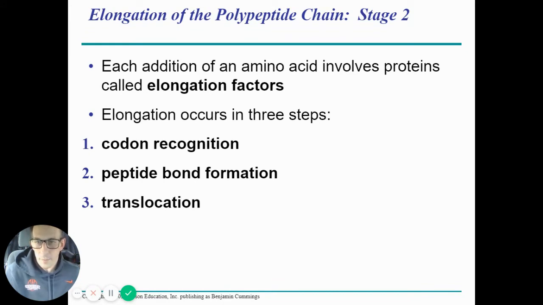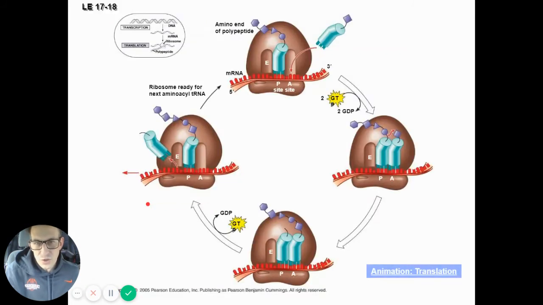You form a peptide bond after that, meaning you are going to link together 2 amino acids, right? Those peptide bonds are the bonds that link together amino acids. And then we translocate, which means to move the mRNA strand over one codon so that we can actually get a new tRNA in, okay?